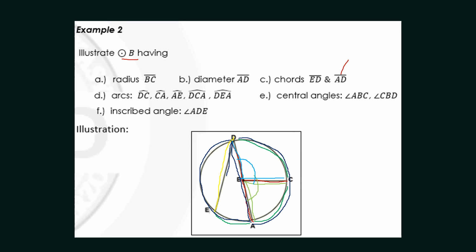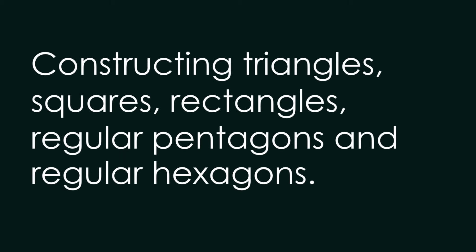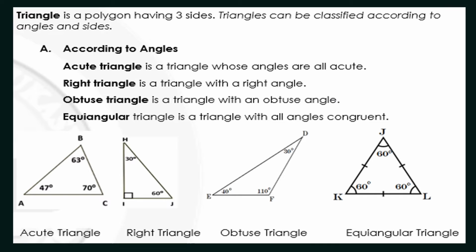ADE. So, ito na yung angle na yon. Okay? Next, gagamit naman po ulit tayo ng ruler at saka ng compass para makagawa ng triangle. So, before po tayo mag-construct ng triangle, ay magdi-discuss muna tayo kung ano ba yung mga uri ng triangle.